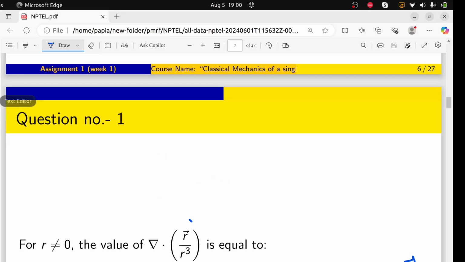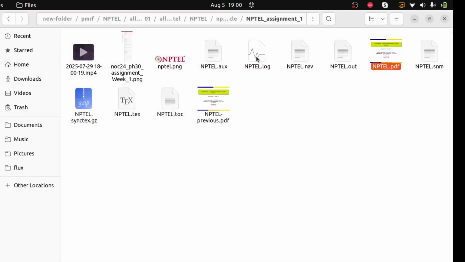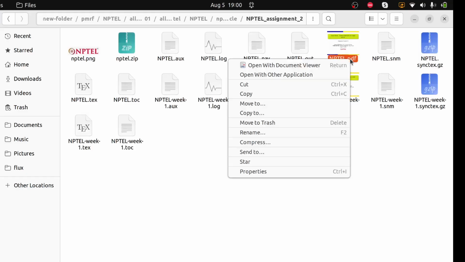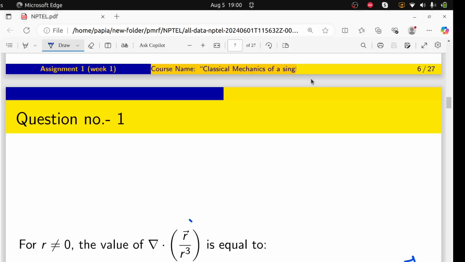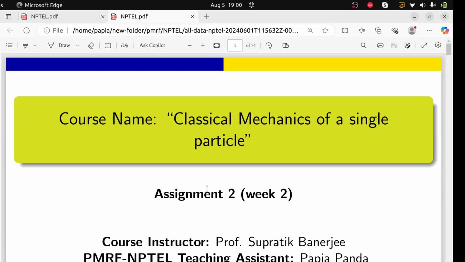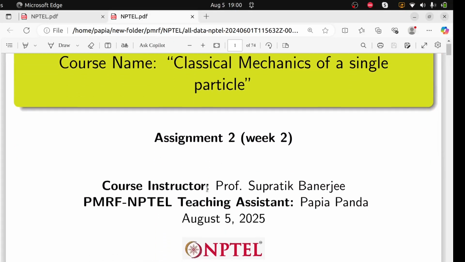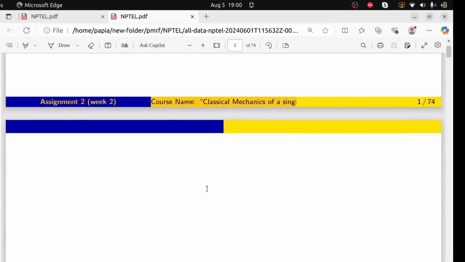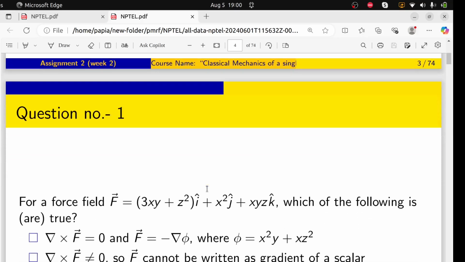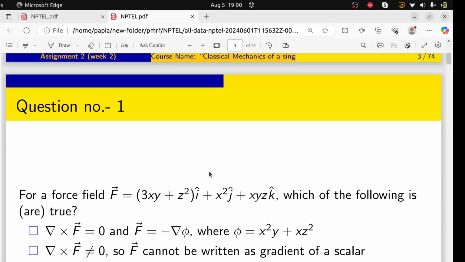Okay, now maybe I can go for the next week. That means this week. Yes. So this week has again the 10 questions, and we will talk a little bit on these 2 questions. Right now I will not talk about any theory part, because if you have any doubt on the theory part, you can ask me. Otherwise, we will directly go to the question and answer part.